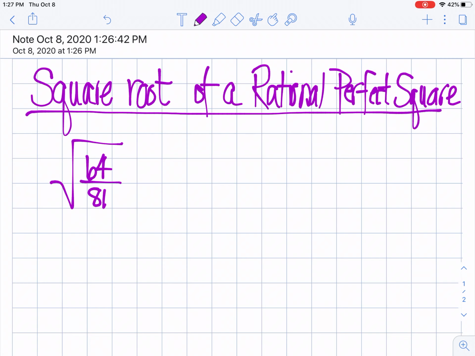We're going to talk about how to find the square root of a rational perfect square. So there's a couple things that you have to understand about square roots and rules of square roots, or rules of what we call radicals, to do this problem. So before we tackle this problem, I'd like to just talk about the square root rules.